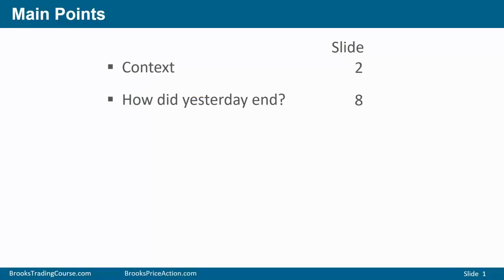Context means all the bars to the left, and they affect how you trade because they predict what the bars to the right will look like. Finally, I want to talk about how yesterday ended because it affects how today will trade, especially during the first couple of hours.